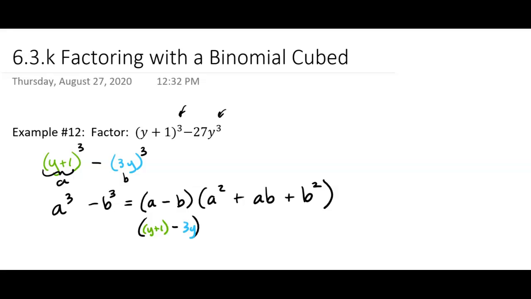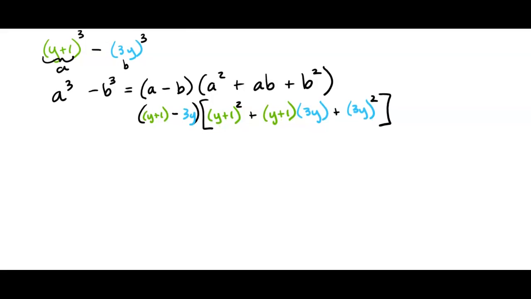All right, now I'm going to pull in a bracket, because I got to keep things straight here. I need to take the y plus 1 and square it, and then it's going to be plus y plus 1 times 3y, that's the b, plus, and then I'm going to have the 3y, and then I'm going to square that. So it's kind of long. All right, now let's see if we can simplify this and clean this up a little bit.